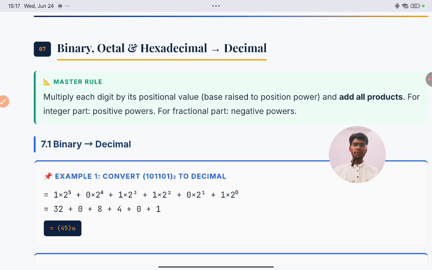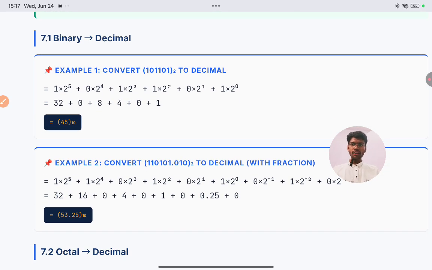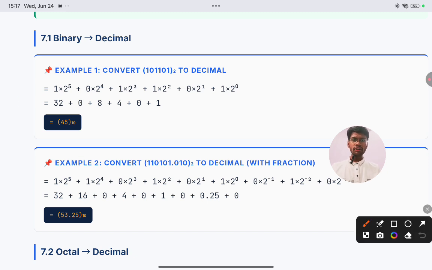Integer part positive powers, fractional part negative powers. Visualize this. You have a number 101101 to convert to decimal. How do you do it? You start from 0. There are 6 digits: 1, 2, 3, 4, 5. 5 is this part, 0 is this part. Something like this. Okay.